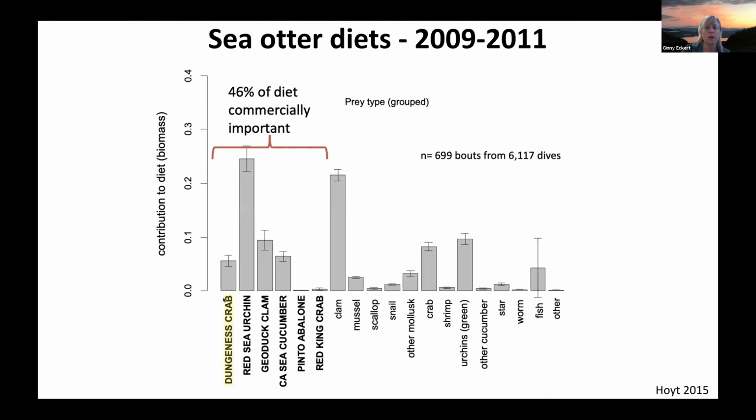I've highlighted Dungeness crab here, a relatively small proportion of the biomass. It's actually an energetically important part of the otter diet though, because Dungeness crab are so energy rich, right? Sea urchins are their favorite thing. They love sea urchins. If they're there, they'll eat those. They also eat geoduck clams, sea cucumbers, pinto abalone, and king crab. All these are commercially important, and a variety of other things too. The bulk of their diet in many places can be clams. So this is the overall picture across all the different areas that we studied, looking across that entire area of southern Southeast Alaska.